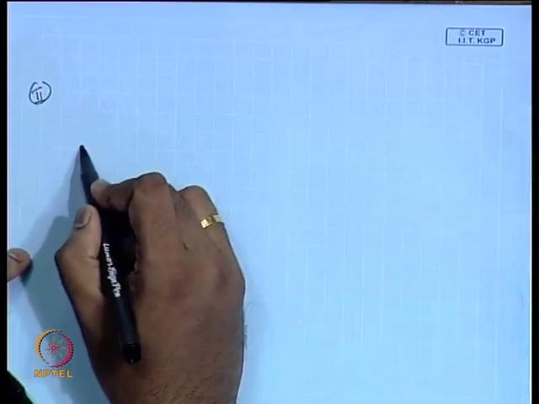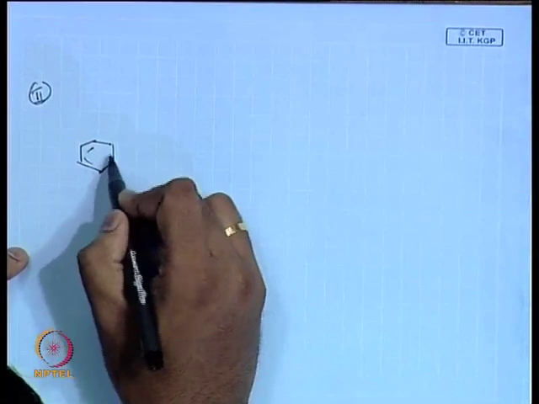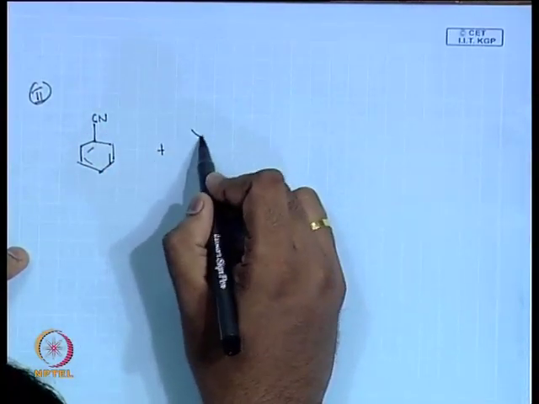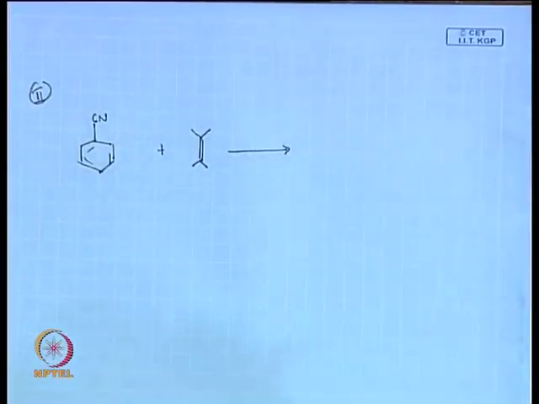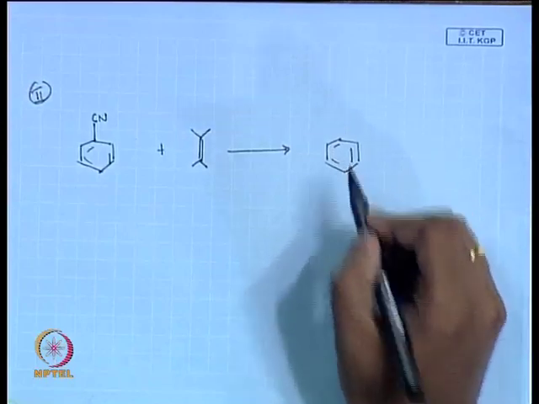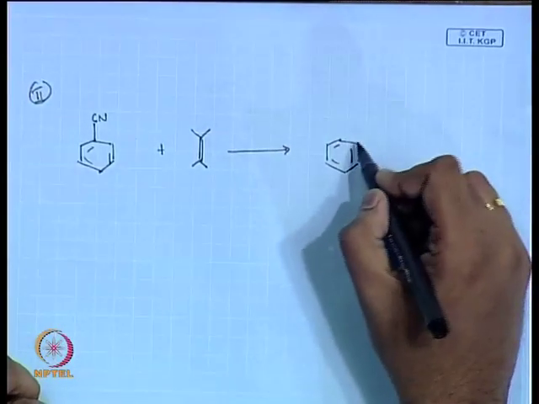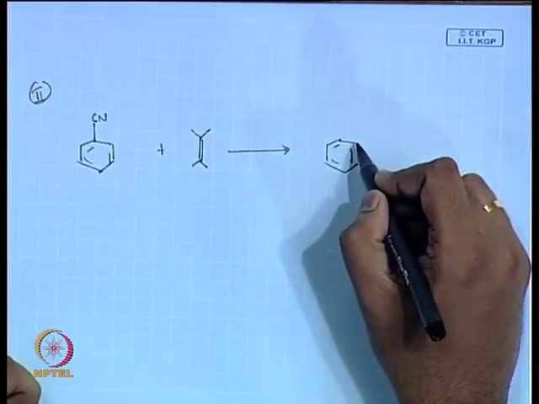People do not discuss this example, but I want to see how you guys do it. Can you write the product? So, I have taken a cyanobenzene, right? And with the alkene. What did you get? Finished, what do you get? Lactam or oxygen.